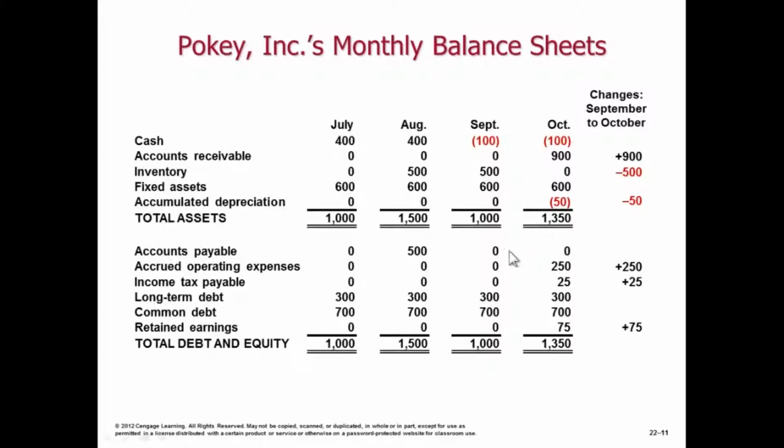And down here on the liability side, they've got an additional accrued operating expense. They had to pay some salaries and whatnot of $250. They had some income taxes to pay. They went through a quarter of 25, and they've got some retained earnings of 75. Okay, so that says that somewhere along the line they made some profit of about 100. They retained 75 of their earnings. They paid income tax of 25 on it.